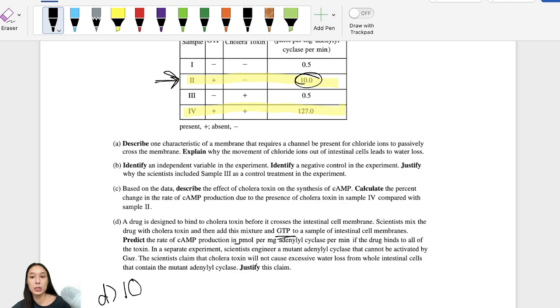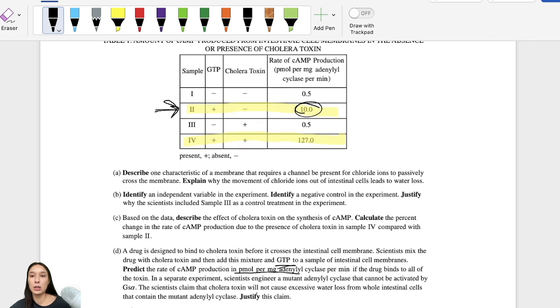They're asking you specifically for these, so just make sure you add the units. So it's going to be 10 picomole per mg adenylyl cyclase per min. Okay? So that's the first part of question D.